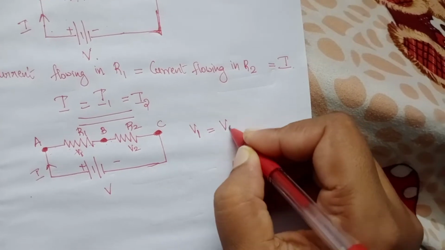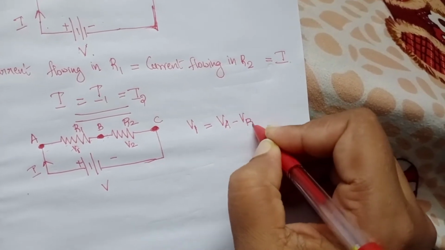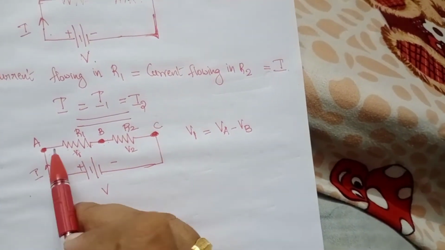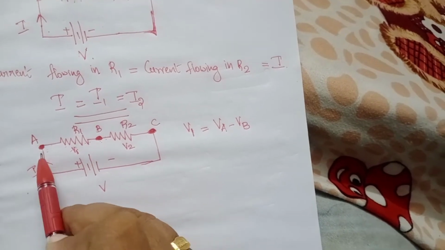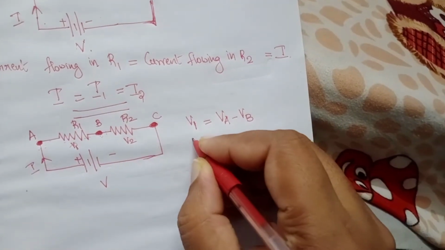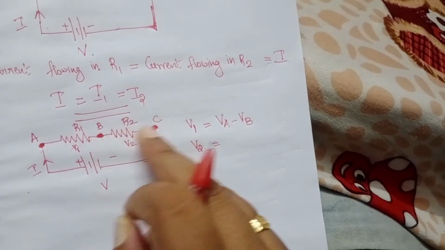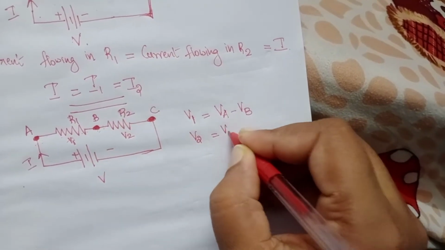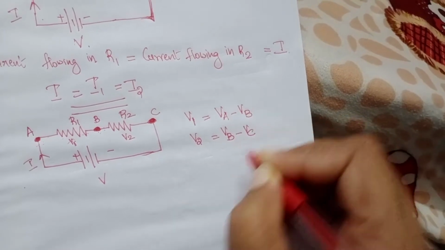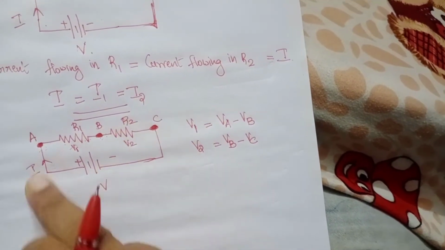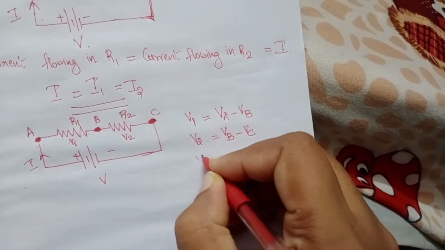So can we write V1 will be equal to VA minus VB? It is a difference in potential between 2 points, VA minus VB. Similarly, how can we write V2? V2 is the voltage across the resistance R2. It is connected between 2 points, VB minus VC, the difference in the potential. Now, what is the total voltage V?